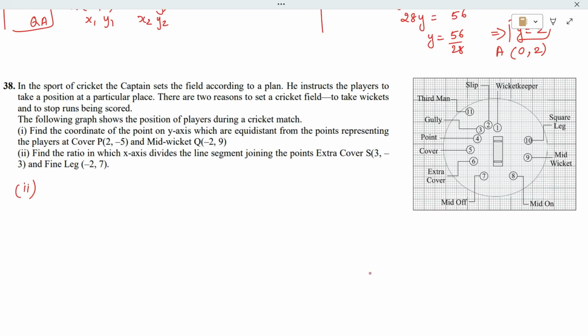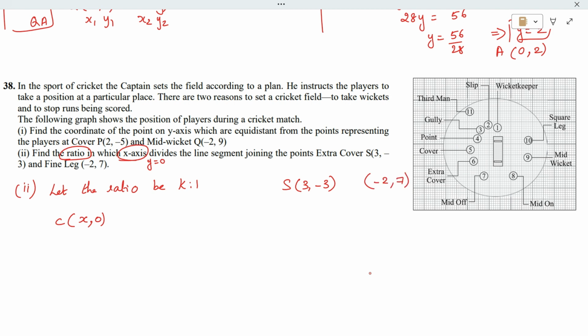Let's move on to the second subdivision of question number 38. Find the ratio. Whenever they are asking me to find the ratio, let the ratio be k is to 1, isn't it? Which x-axis divides a line segment. So if it is the x-axis, then I have to use the section formula. Here I know y equal to 0, right? So let me take any point as C where y is 0, so x will be x, y will be 0. So this is going to divide the segment between the points (3, -3) and (-2, 7).